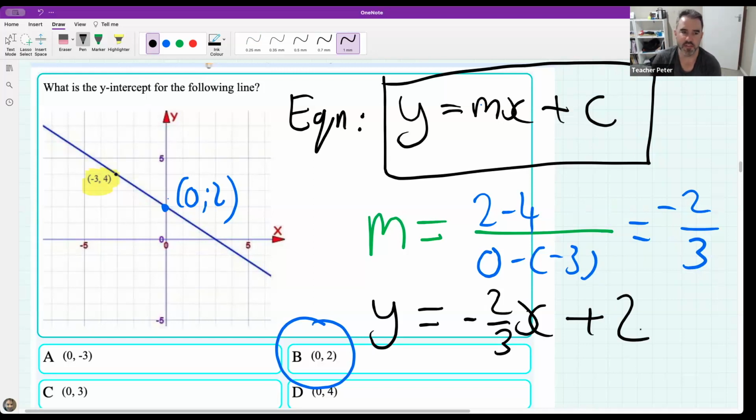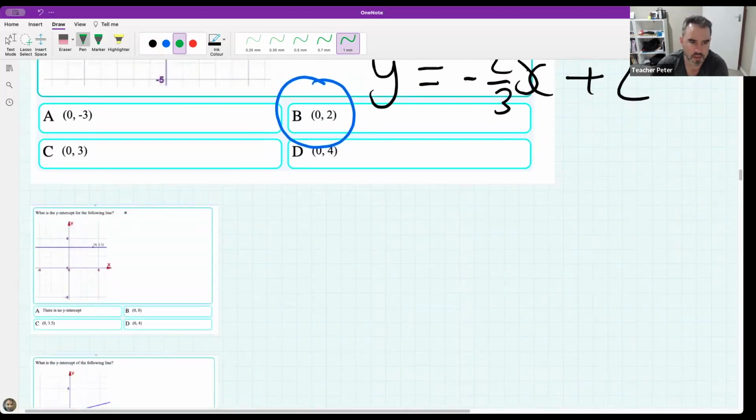Yeah, so, and if I look at my graph, let's have a quick logic check. If I go down by 2 and I go across by 3, I'm staying on the line. So that's the gradient. I can see the y-intercept is 2, and it's a negative gradient for the straight line. Okay, that was pretty good.